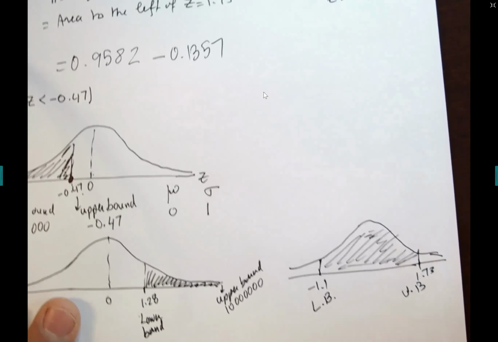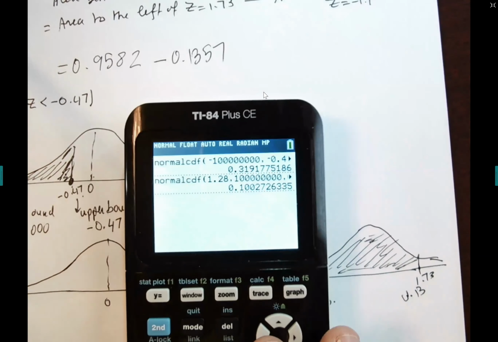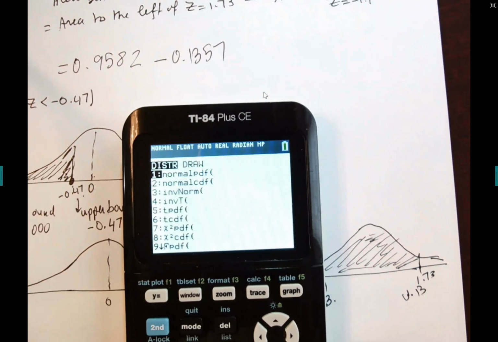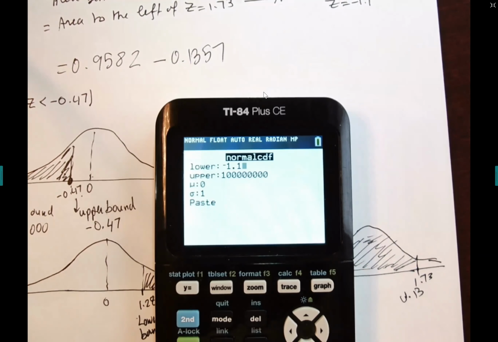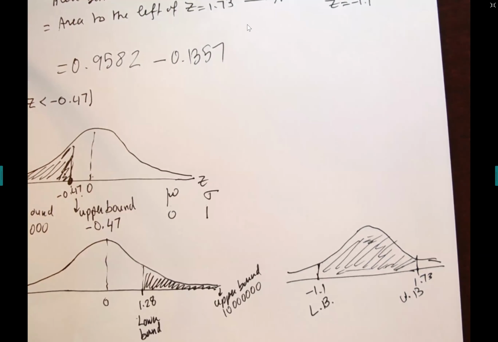You don't need 1,000 or 1,000,000 or negative 1,000,000. So let me show you. You don't need to subtract areas. You don't need to find areas to the left and subtract them. It's just one shot, guys. Watch. And you're going to get the perfect answer here. Normal CDF. Negative 1.1, 1.73, 0, 1, paste, and 0.8225. There you go.